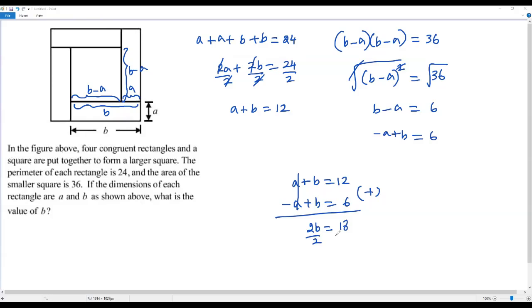Let me divide both sides of the equation by 2. Then this 2 will cancel out. Then I am getting B on the left side. On the right side, when I divide 18 by 2, I am getting 9. I got the value of B. The value of B is 9.